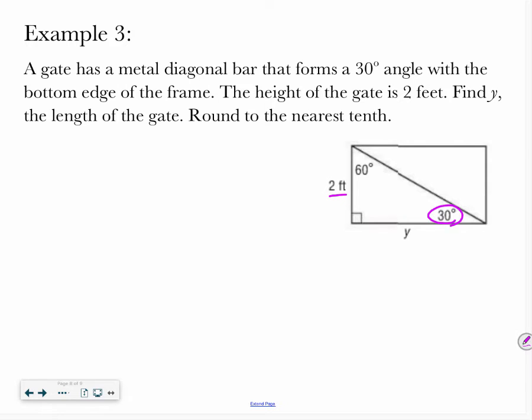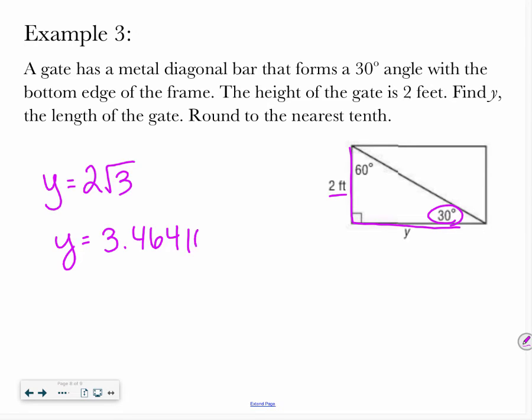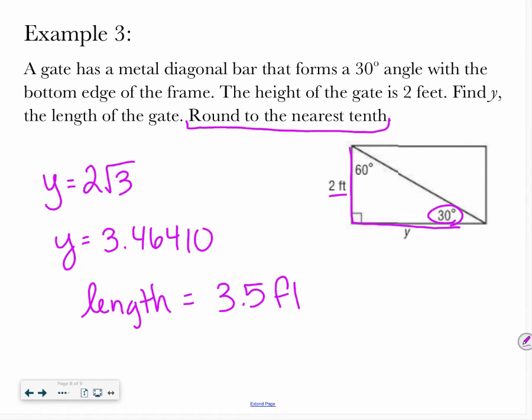So we know we have our shorter leg, and we want our longer leg. So our longer leg equals our shorter leg times the square root of 3. And if we calculate that out, 2 square root of 3 is about 3.46410. And if I go back to my directions, it tells me it wants me to round to the nearest tenth. So I know the length equals 3.5 feet.